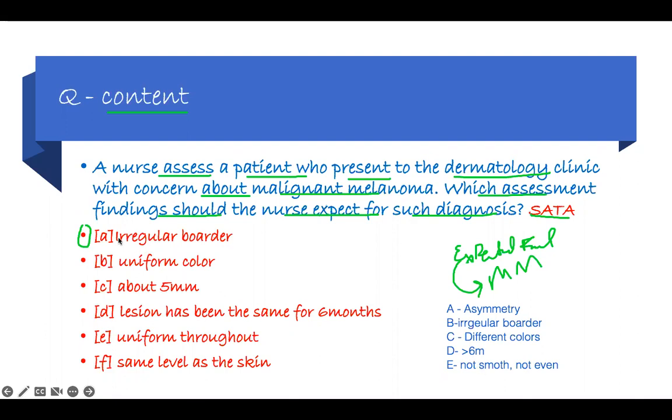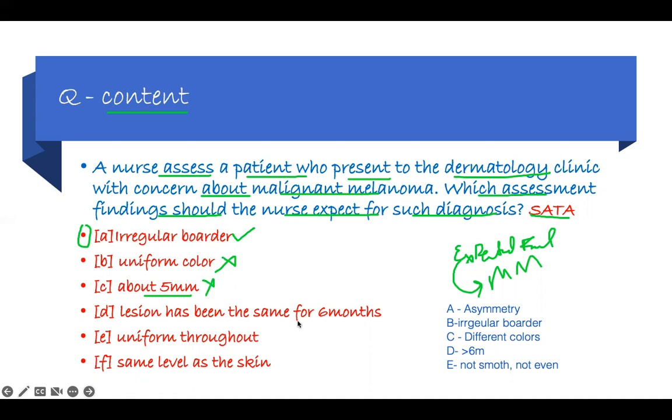So for the first one, I'm only looking at A. I'm not even thinking there's B and C there. It says irregular border. Yes, it meets this criteria. So this is right. I've done it. I make a decision. I'm not coming back. Uniform color. If it's uniform color, here it says the color has to be what? Different colors. So this is wrong. It doesn't show melanoma. About 5 millimeters. I know it has to be greater than 6 millimeters. So I can't say that.